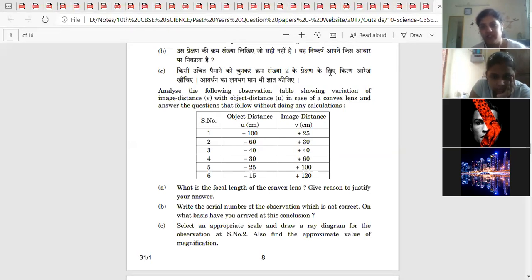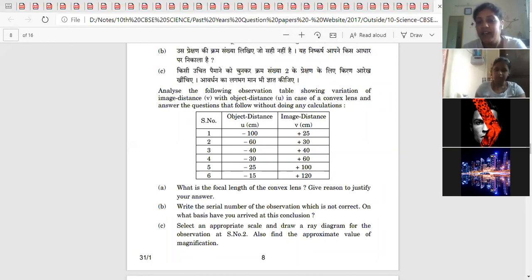Now you have just seen that the focal length is 20. So focal length is 20. That means for the sixth observation, 15 centimeter, the object is placed between F and O, very close to the lens. So that means the image should be a virtual image. And when the image is virtual, V value will be negative. But here they have given the V value as positive, which is wrong. So that serial number is wrong.